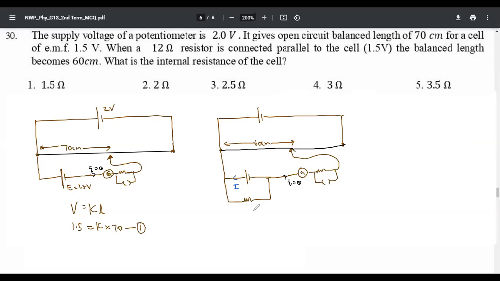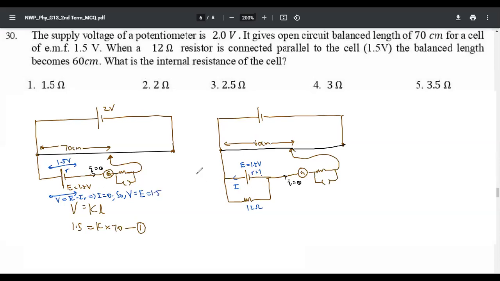And what is this resistor? 12 ohm. And what is the battery EMF? E is equal to 1.5 volt, and R we don't know. Now guys, what is the potential drop across this battery here? It will be 1.5 volt, because there's no current going through the battery. Even though there's an R, since there's no current going through the battery, the potential drop across the battery with an internal resistance, given by V equal E minus IR, is equal to E, and that's why it's 1.5.